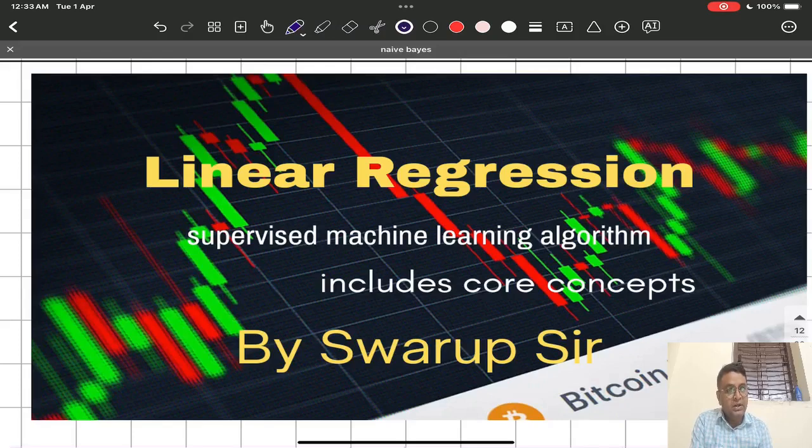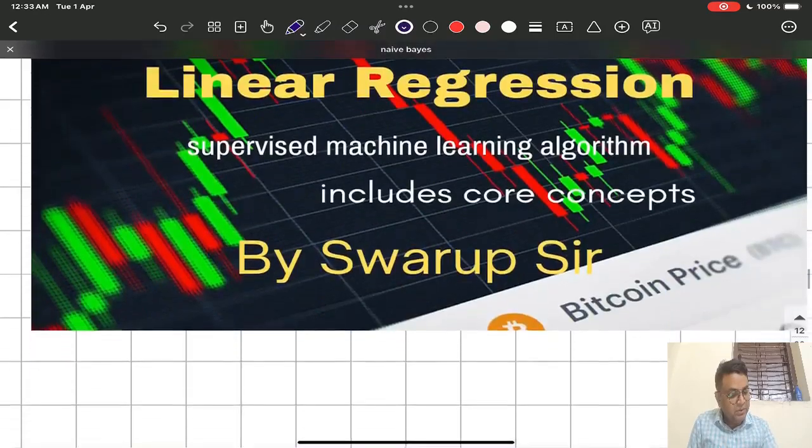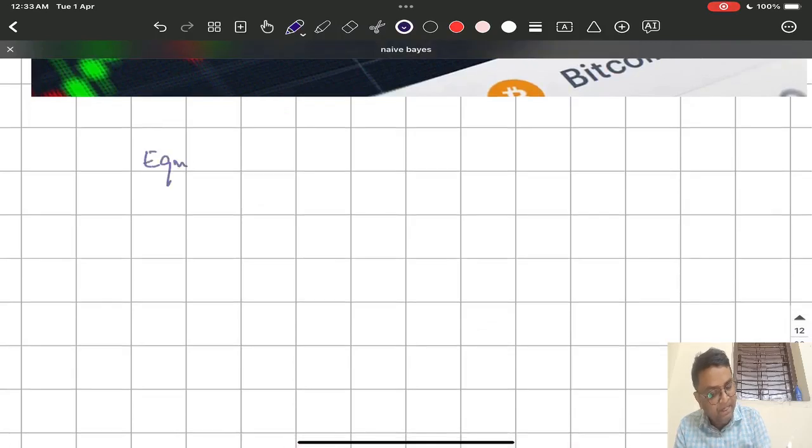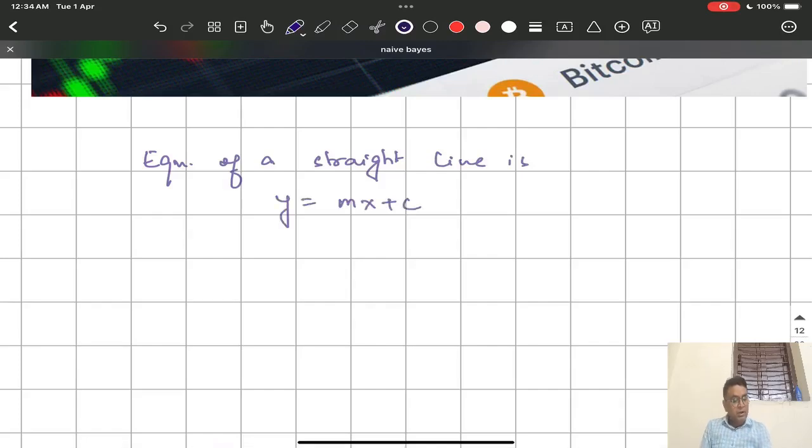Now, linear regression. Let us talk about a straight line. Do you all know about a straight line? There is an equation of a straight line. Let me discuss that, and with that we will come to linear regression. We know that the equation of a straight line is y equal to mx plus c. Okay, you all know about it. Now I am going to discuss the core things about it.